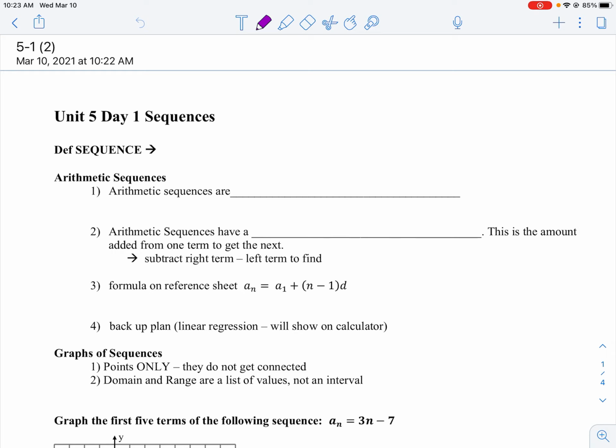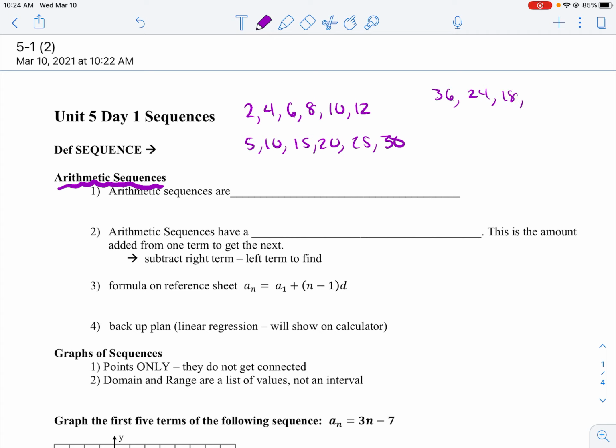So sequences can look a number of ways, right? In this case we're talking about arithmetic sequences. So what you want to know about arithmetic sequences is that they look something like this. Okay, so 2, 4, 6, 8, 10, 12. Okay, maybe it's 5, 10, 15, 20, 25, 30. Or maybe it's 36, 24, 18, 12, 6, 0, -6.